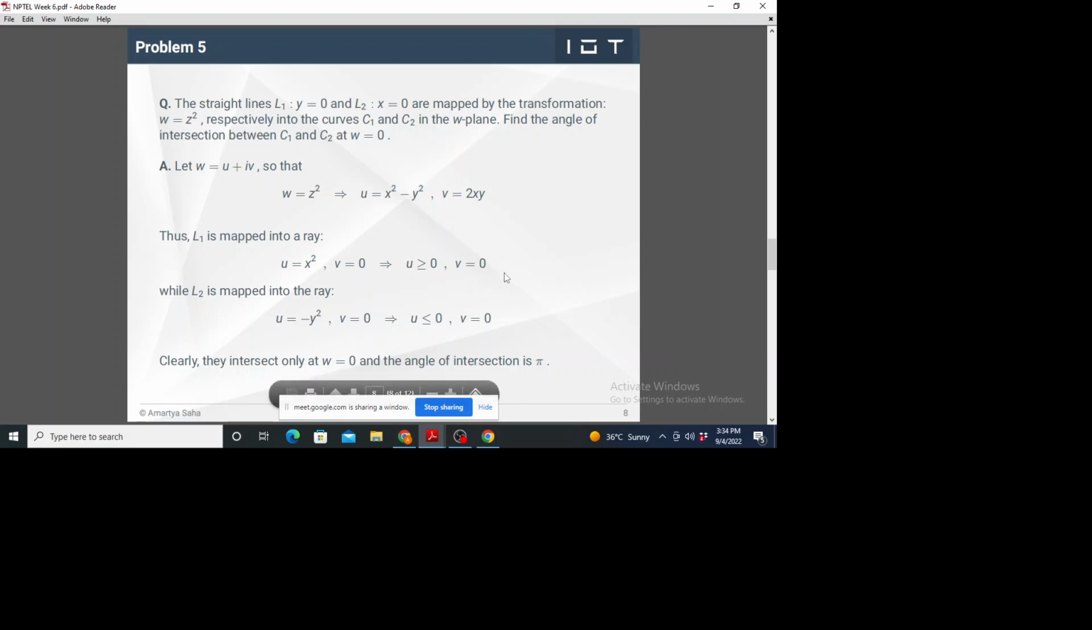And you see these two rays intersect at u equal to 0, because u equal to 0 and v equal to 0 was included in both of these rays. So clearly they intersect only at w equal to 0, the origin in the W plane, and as I said, the angle of intersection is pi but not 0, because the rays are extending in two opposite directions. So that concludes this problem.